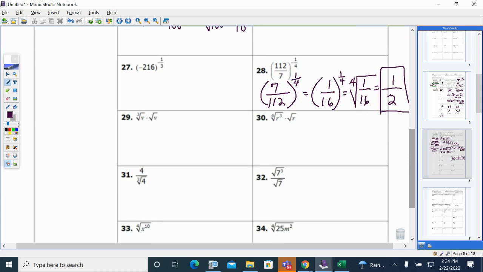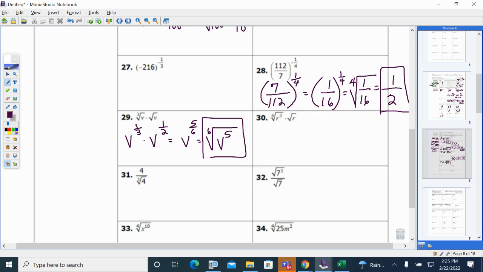Now when you get down to 29, 30, 31, the rest of these, before we can even start, we need to change that to exponent form. So the cube root of v times the square root of v is going to be v to the 1/3 power times v to the 1/2 power. And then we go back and we think about those exponent rules. So we're going to add these. 1/3 plus 1/2 is going to give us 5/6, and then change it back into a radical. So that's how the rest of these are going to work. I'll work a couple more.